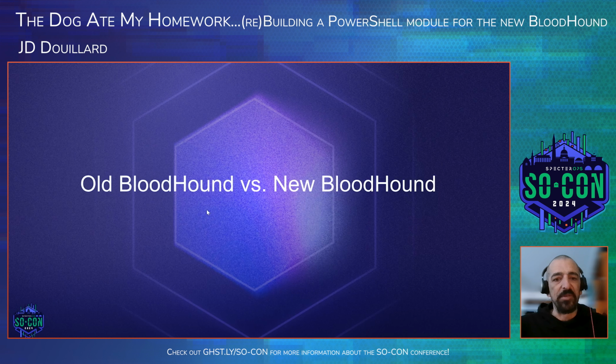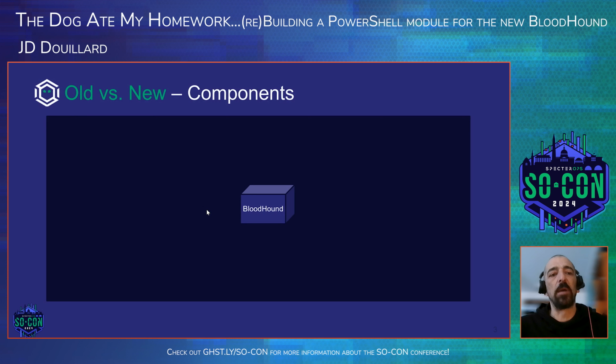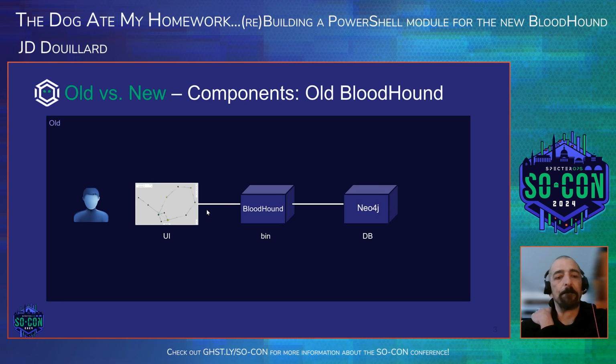So old BloodHound versus new BloodHound. Here I want to detail a bit the components, how the applications were made and are made now, what the difference is, and what that implies in terms of interacting with the application. For the old BloodHound, I guess you're familiar with it, you downloaded Neo4j Community with matching JDK before that, and once you had that installed, you could simply click the BloodHound binaries to get the UI opened up.